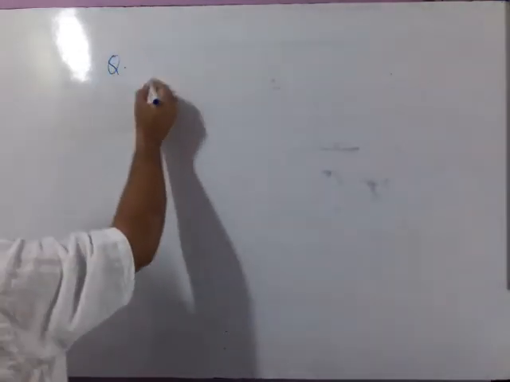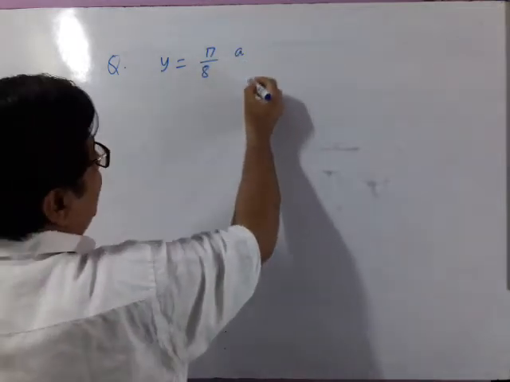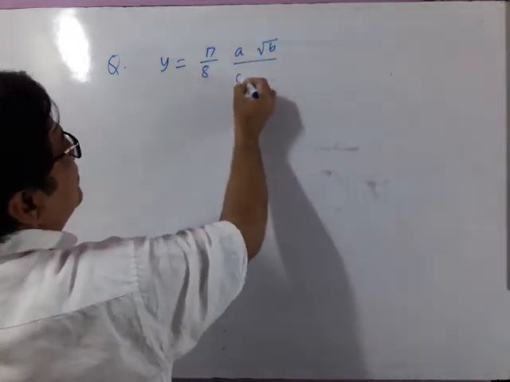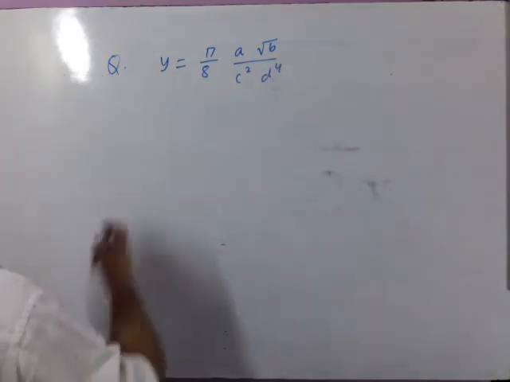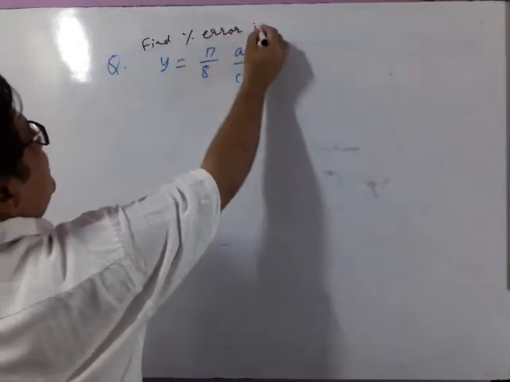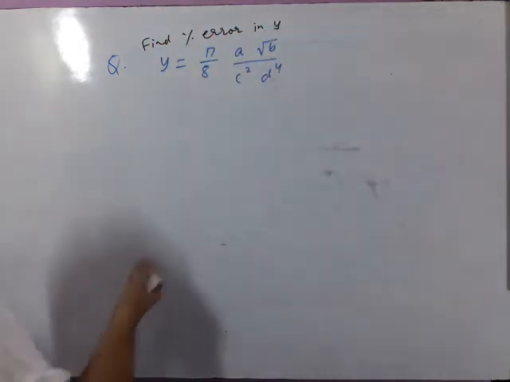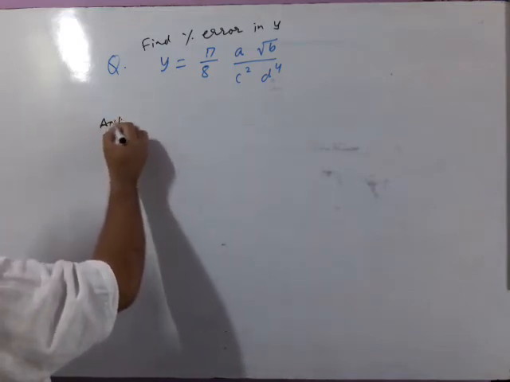Now see if the question is like this. Y is pi by 8, A root B, C square, D raised to the power 4. And again you are asked to find percentage error in Y. Then data will be given, don't worry.